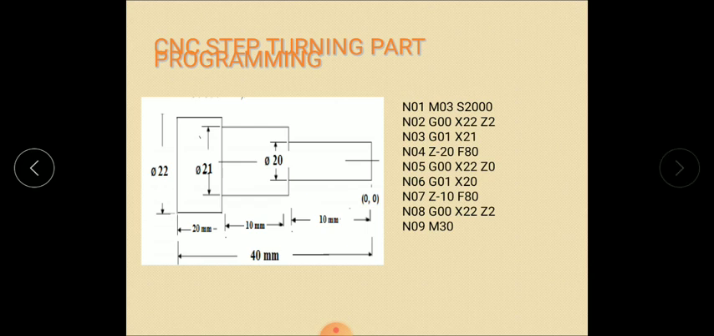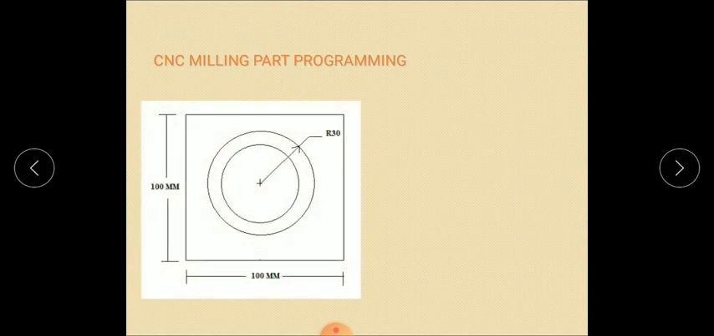Okay, next, CNC Mill part programming. Here this is 100 mm by 100 mm. Then this is a circle of radius 30. We need to write a CNC program for this operation. First step, N01, G21, G40, G90. Here N01 represents the numerical value of that line.